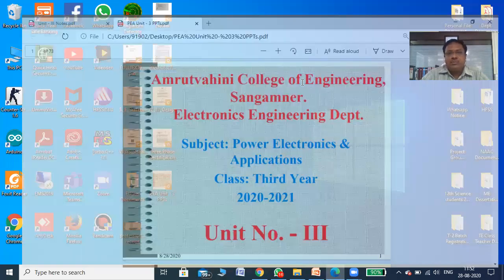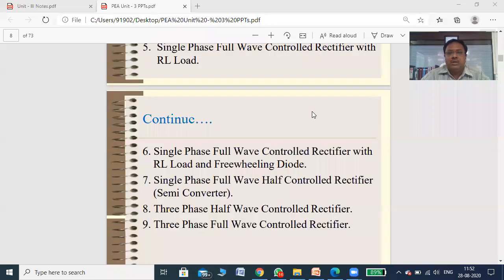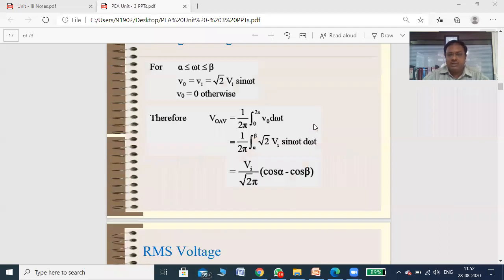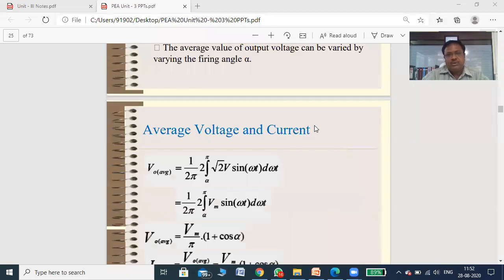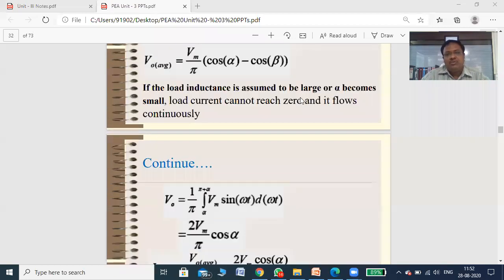We have seen in the last lecture the three-phase control inverter. That was the last part of unit number three, but I think it was not completed in the last lecture. I'll go for the last part, and then we'll see the total chapter division, and then we will go for unit number four.